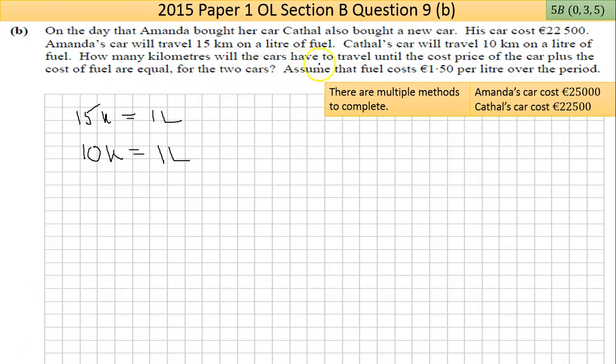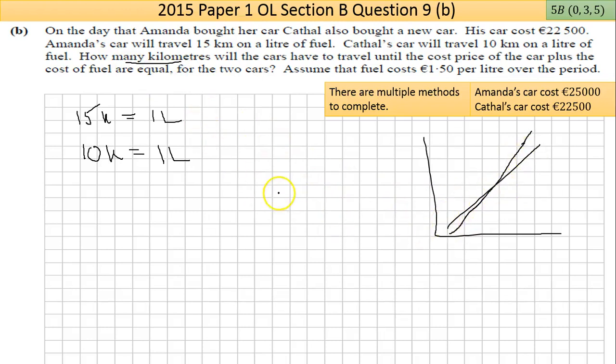Now, how many kilometers will the cars have to travel until the price of the car plus the cost of the fuel are equal for the two cars? Assume that fuel costs 1.5 per litre over the period. So technically there'll be two linear equations going. So that might be Amanda's, and that might be Cathal's. He started at a lower price, okay, but eventually he's going to overtake her in terms of cost, because he's paying more for fuel every time he drives. And they're looking for how many kilometers that would be.